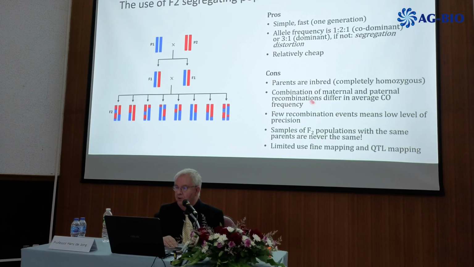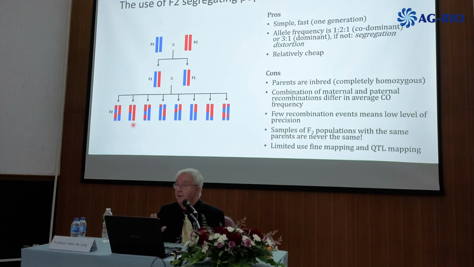You have to keep in mind the combination of maternal and paternal recombinations that differ in average crossover frequency. Few recombination events means a low level of precision. Here you have seen one, two, three crossovers, one crossover, no crossover. How can you explain no crossover?